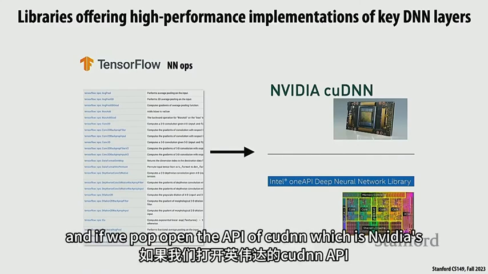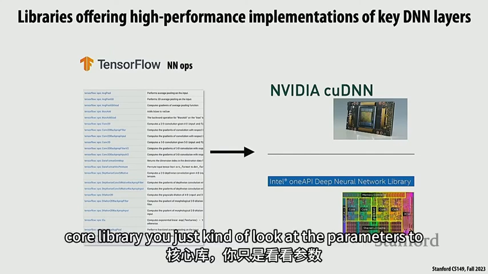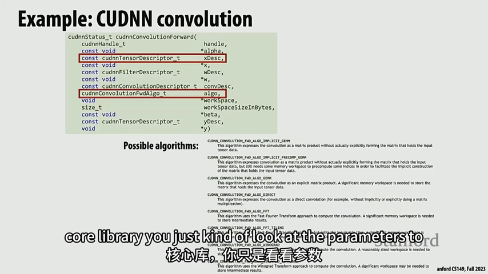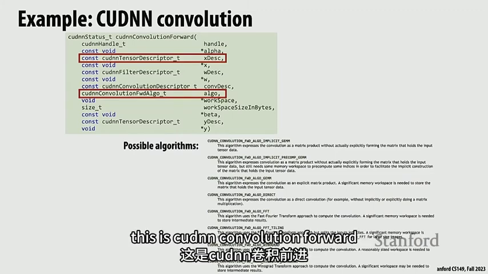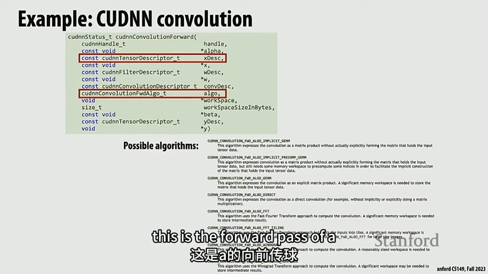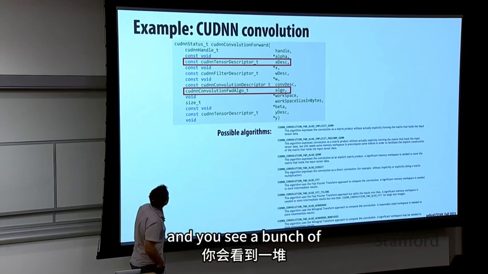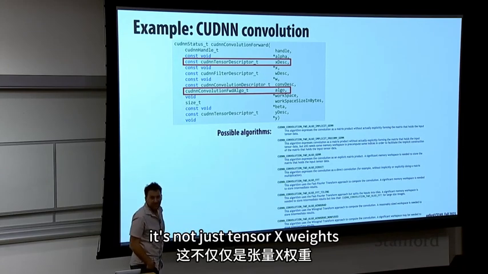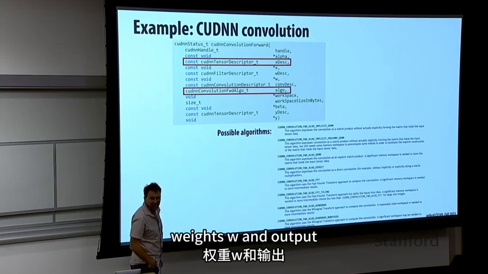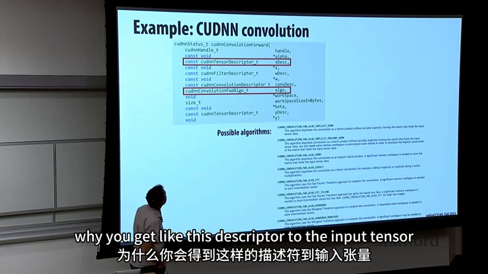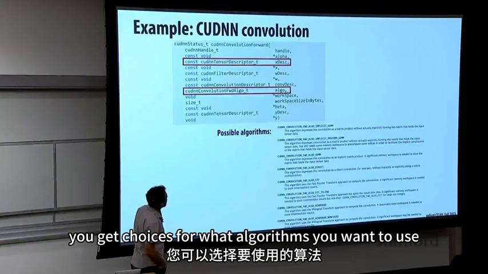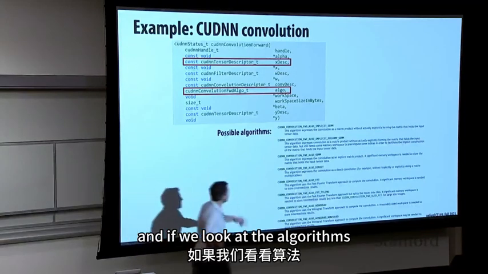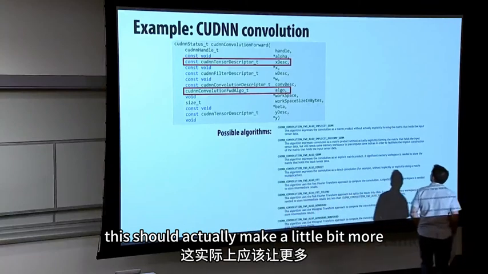Okay? And if we pop open the API of cuDNN, which is NVIDIA's core library, you just look at the parameters to cudnnConvolutionForward. This is the forward pass of a convolution layer like we just talked about. And you see a bunch of interesting algorithms or parameters to that thing. It's not just tensor X, weights W and output Y. You get a descriptor to the input tensor. You get choices for what algorithms you want to use. And if we look at the algorithms, this should actually make a little bit more sense now.